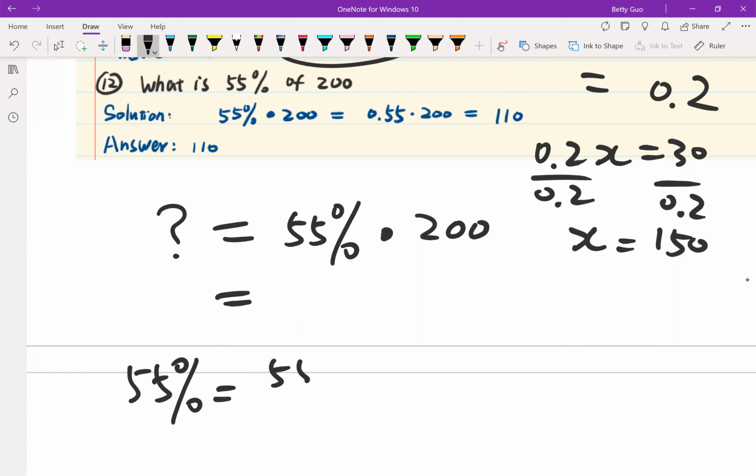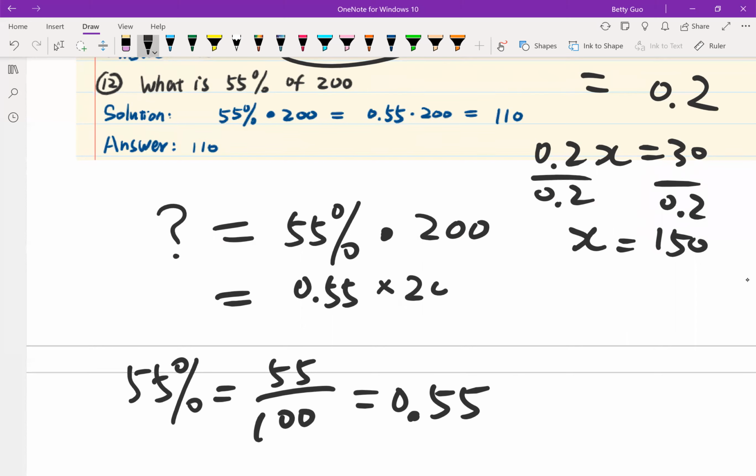55% is 55 per 100, every 100. You move the decimal point to the left twice, or you can use your calculator. Divide 55 by 100. You have the corresponding decimal, 0.55. Multiply by 200, you get 110. The number is 110. 110 is 55% of 200.